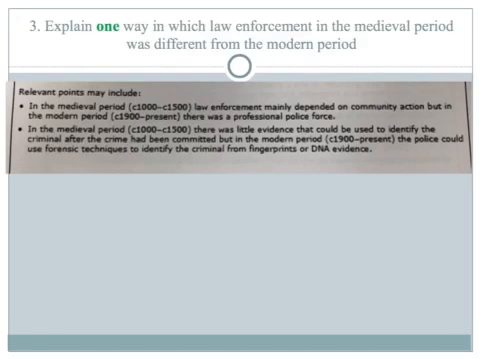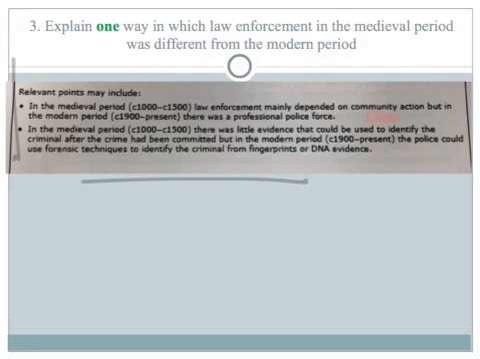Okay, so this question: explain one way in which law enforcement in the medieval period was different from the modern period. What I'd say here is that one is quite a key factor, that word one. So what the exam board's done is they've produced this, which gives us the impression of what to do. First of all, they've begun by talking about the change in policing. People have done pretty well on that. The law enforcement depended on community action, but in the modern period there's a professional police force.